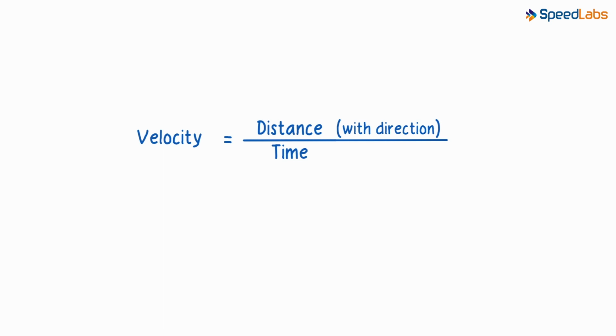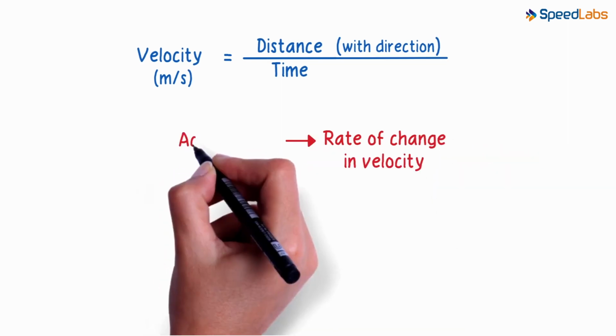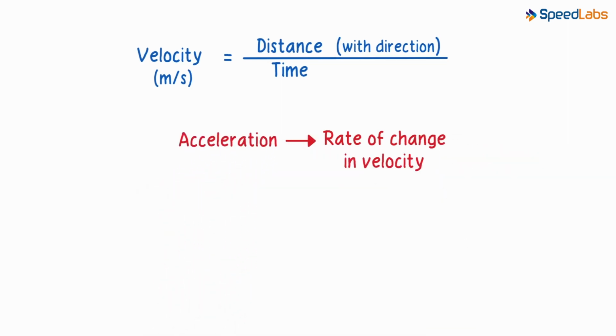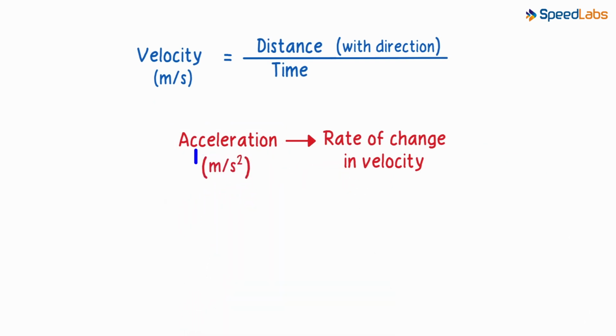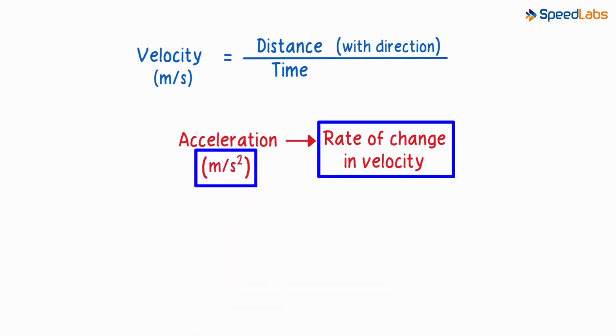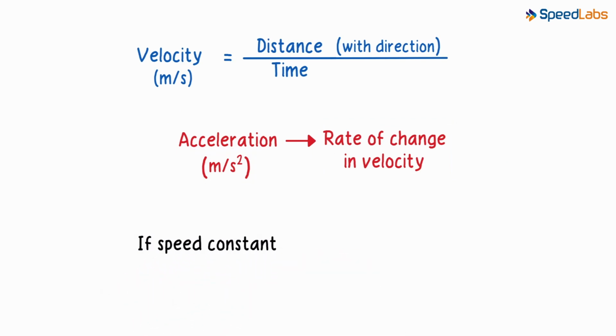The standard unit for velocity is meters per second. We have also learned that change in velocity is called acceleration, and the standard unit for acceleration is meters per second squared. It is the measure of the change in velocity. So an object moving in a straight line at a constant speed has zero acceleration.